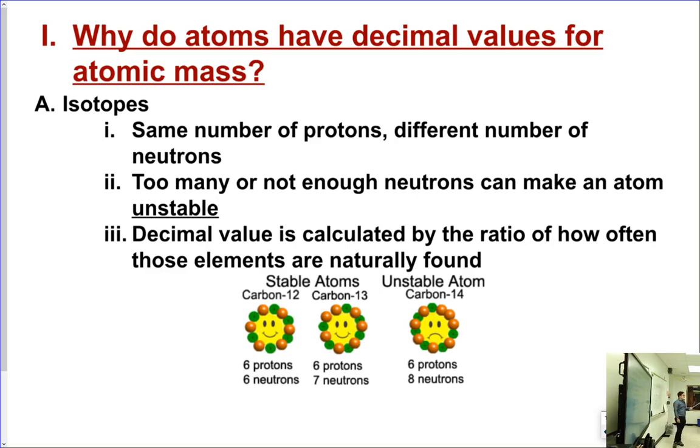Now let's answer that question. Why are there decimal values for atomic mass? Remember I told you carbon can sometimes be fat one day and sometimes really fat the next day, but some days it's normal. Okay. We're getting into a brand new word, isotopes.